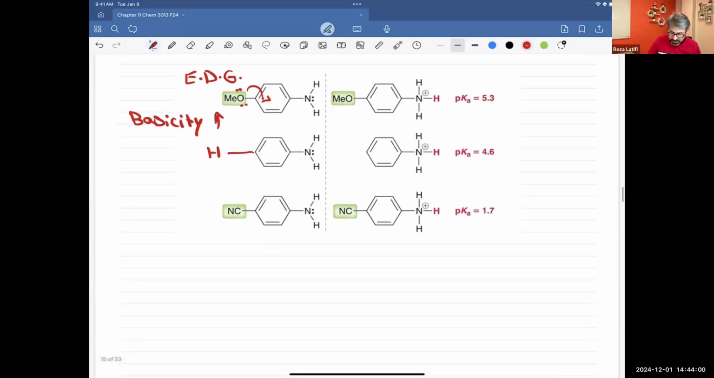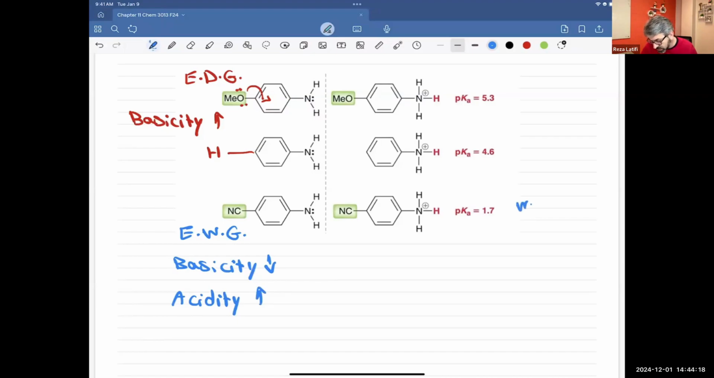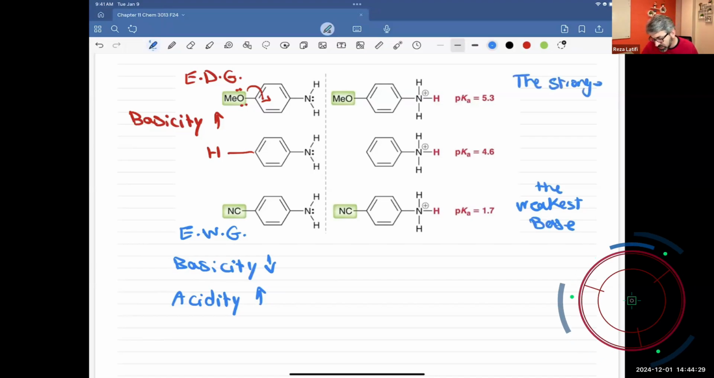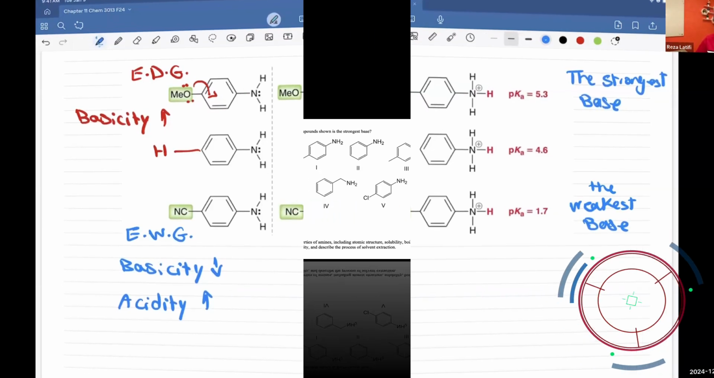Now, if you replace hydrogen with an electron withdrawing group, in this case I'm going to say the basicity will go down, right? But the acidity will go up. So this one will be the weakest base, and that one will be the strongest base. That means the weakest acid.